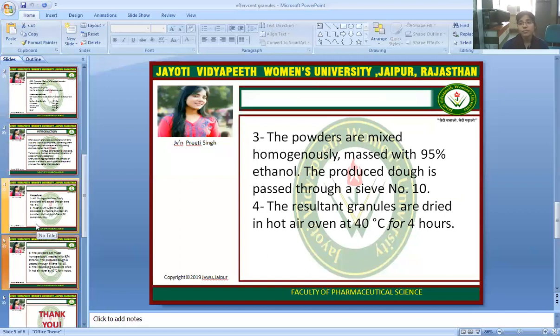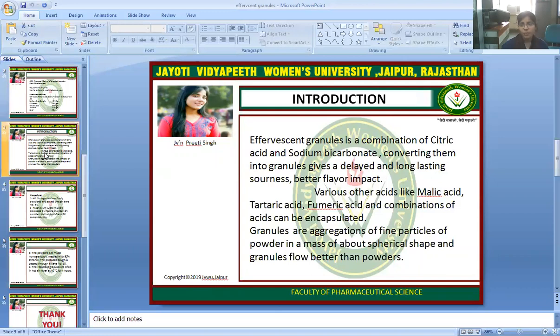Effervescent granules are very important for gaseous relaxation in the stomach and some other health benefits. They are very useful in pharmaceutics practical, so it is very important. Effervescent granules are a combination of citric acid. I want to discuss the introductory part of effervescent granules.